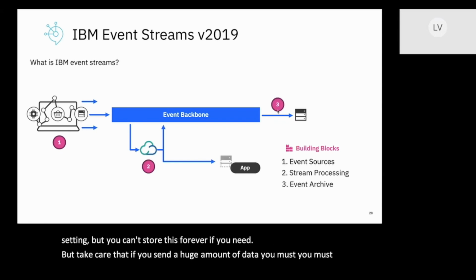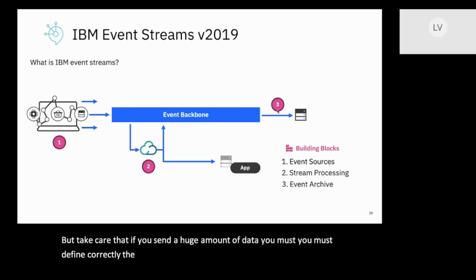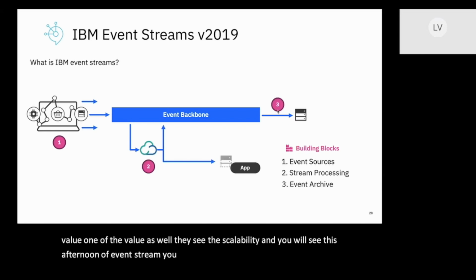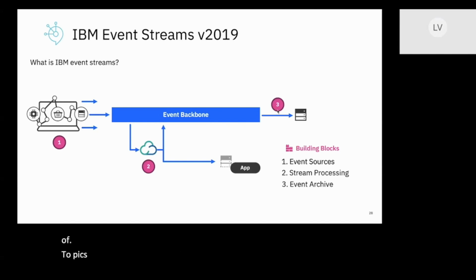infrastructure behind Event Streams. And one of the values as well is scalability, and you will see this afternoon. You can automatically increase the number of topics you want to use according to the number of requests you get from the different sources, and maybe send as well to any destination.